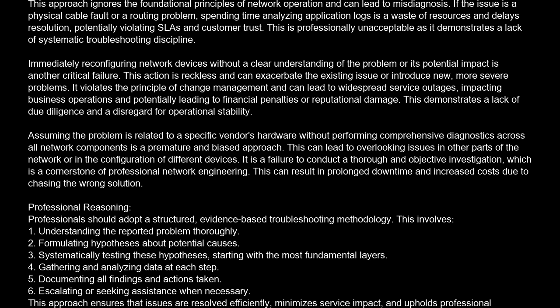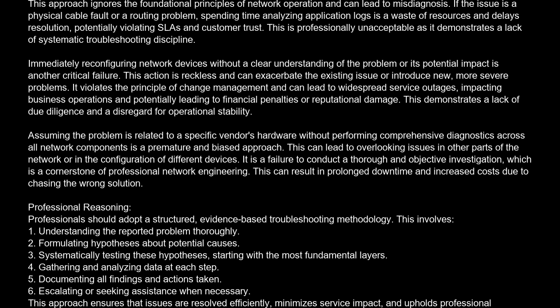Immediately reconfiguring network devices without a clear understanding of the problem or its potential impact is another critical failure. This action is reckless and can exacerbate the existing issue or introduce new, more severe problems. It violates the principle of change management and can lead to widespread service outages, impacting business operations and potentially leading to financial penalties or reputational damage. This demonstrates a lack of due diligence and a disregard for operational stability.